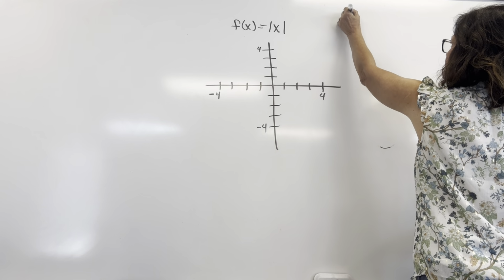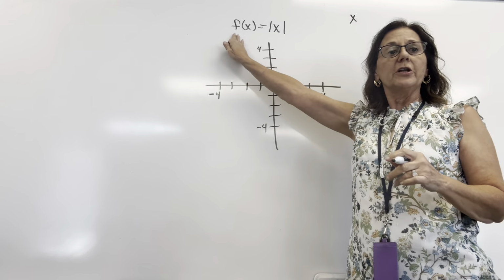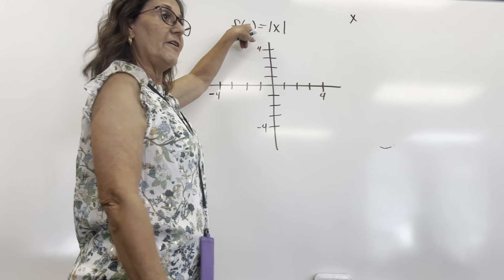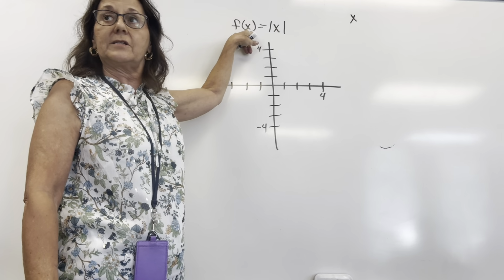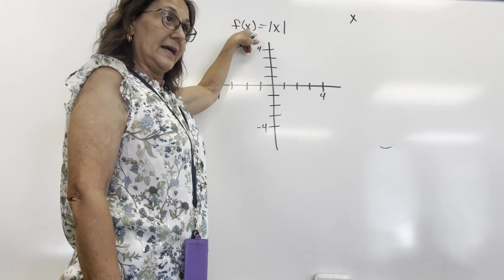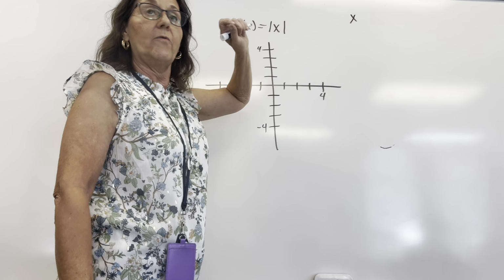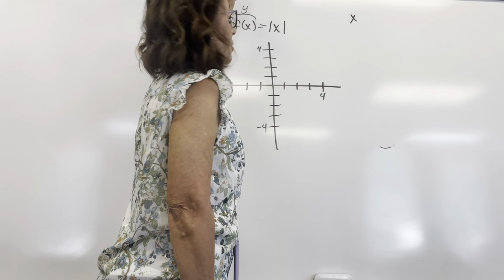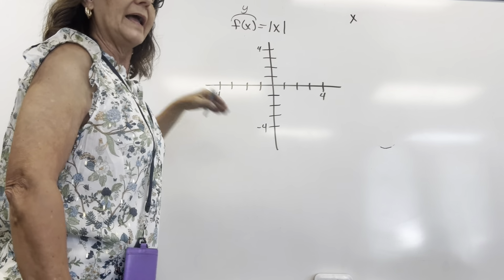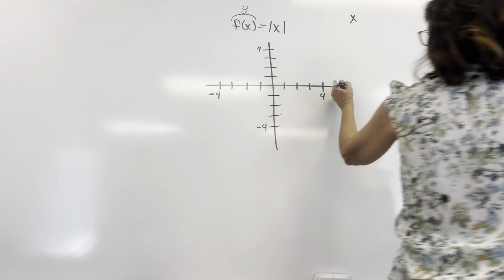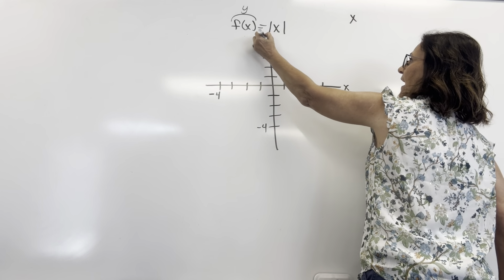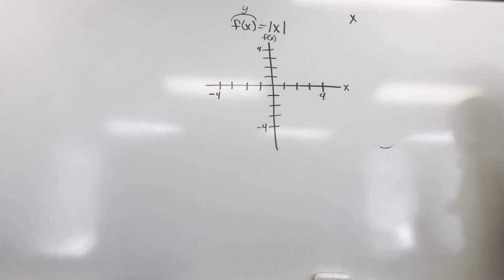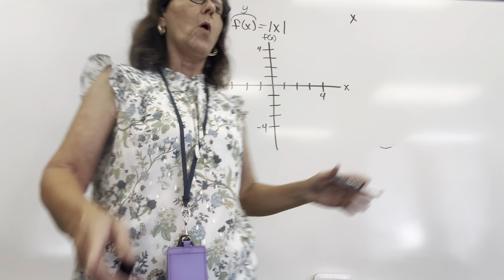This is function notation. This says f of x, this is not f times x. This is f of x equals the absolute value of x. This entire term is equal to y. So when I did my x and my y's, I could say that this axis is x and this is f of x. So f of x is equivalent to y.